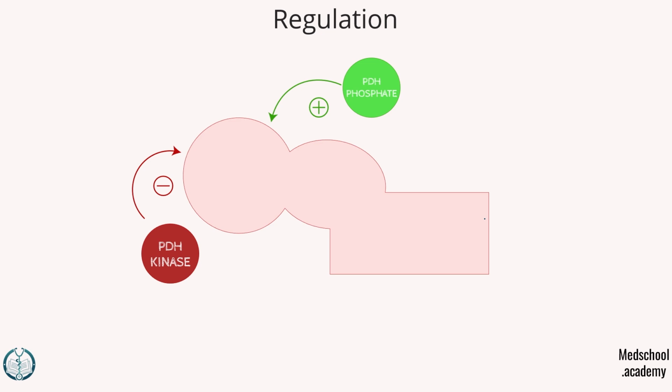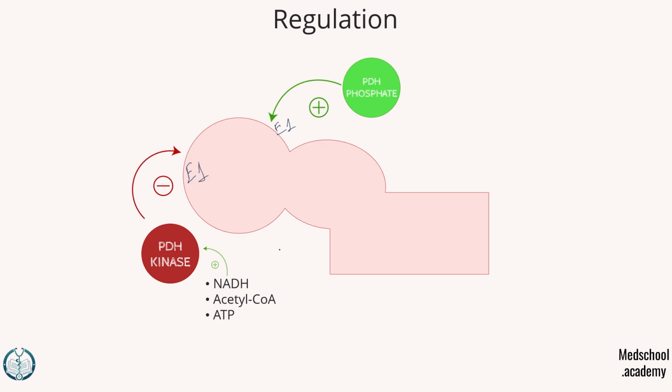Now, moving on to regulation. So the pyruvate dehydrogenase complex is regulated by two main enzymes: PDH kinase, which will inhibit E1 activity, and then on the other hand, we have PDH phosphatase. This will activate E1 activity.